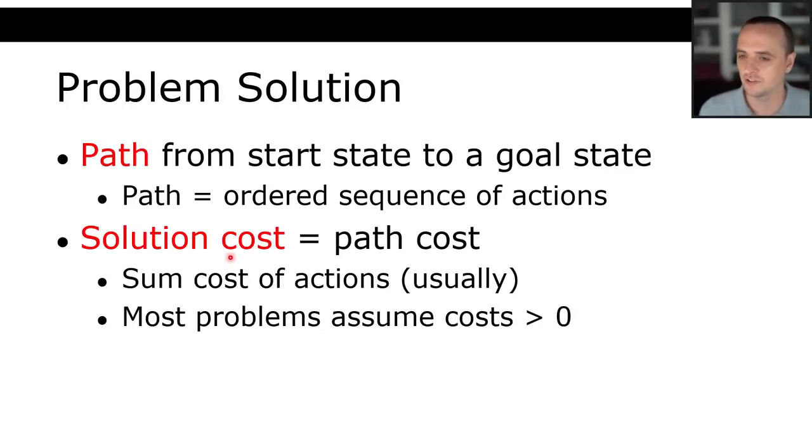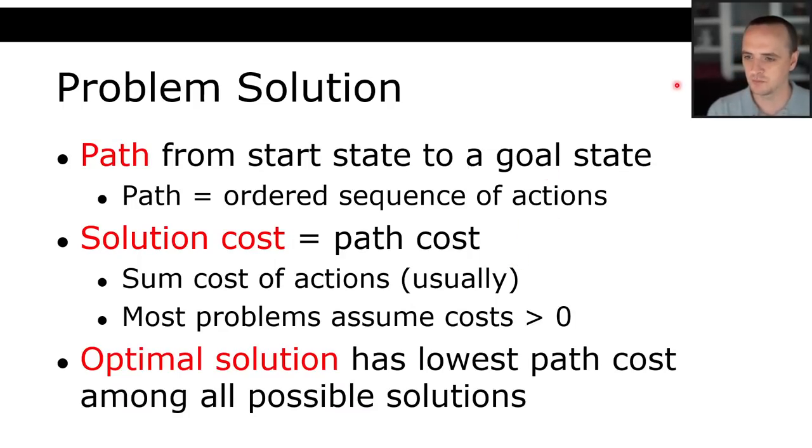The solution cost, so how good or bad the solution was, is the path cost. So typically, this is the sum of the costs of the actions. There are exceptions, but we're not going to deal with that in this course. And most problems are going to assume that all costs are greater than zero, okay? Because if you have an action that has a zero cost, it means you can just do it infinitely and you incur no cost. Or if you have an action that has negative cost, it means that somehow you can do that over and over and over and your path gets better. So typically when we're talking about search and problems like this, we're just going to assume that all costs are finite and they're positive, okay? So they're greater than zero.